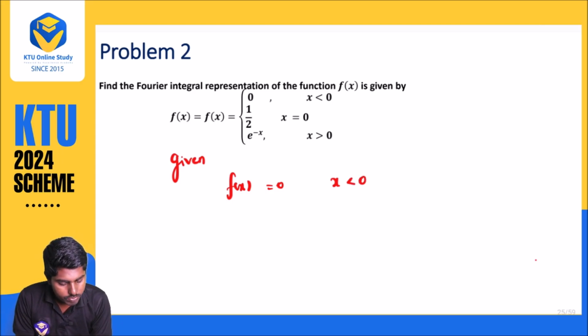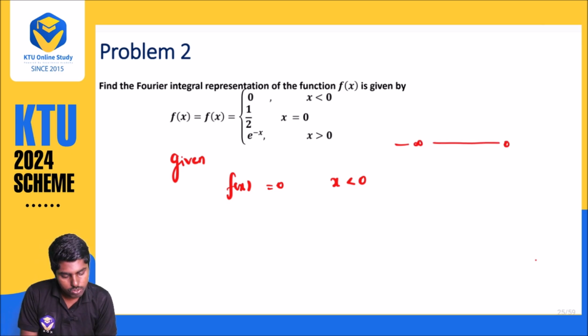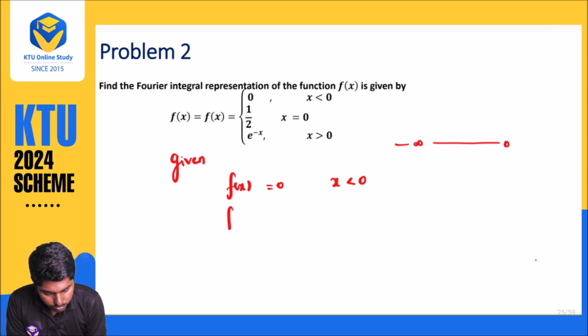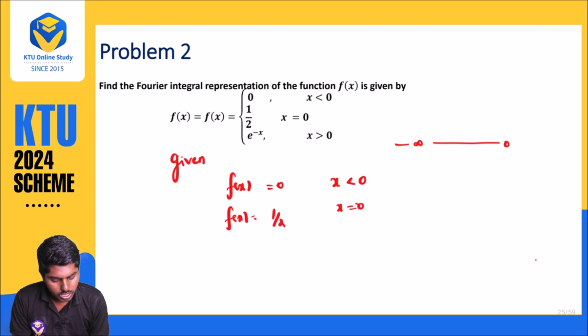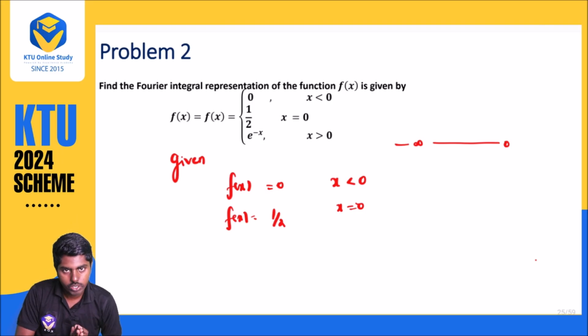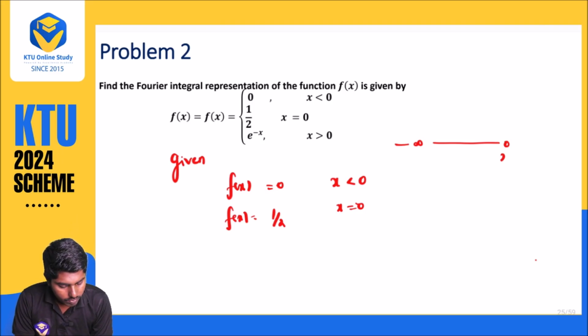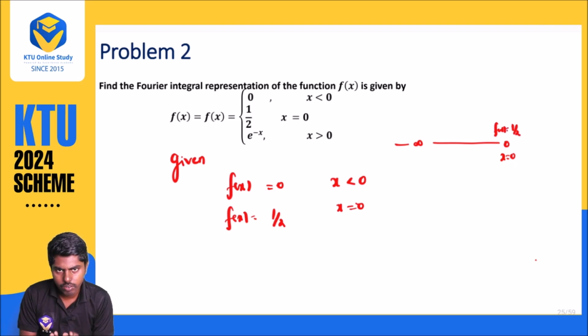Less than 0 means minus infinity to 0. Then f of x is equal to 1 by 2 when x is equal to 0, which right now we don't want to consider. They are saying when x is equal to 0, our f of x value is equal to 1 by 2. They have even given the f of x value.